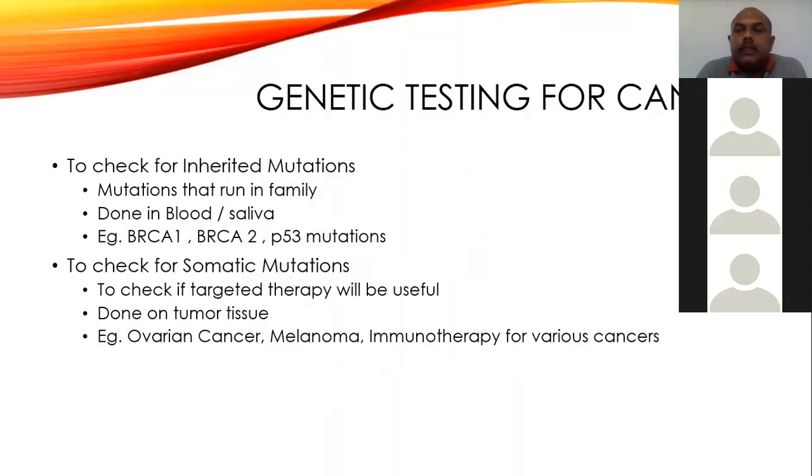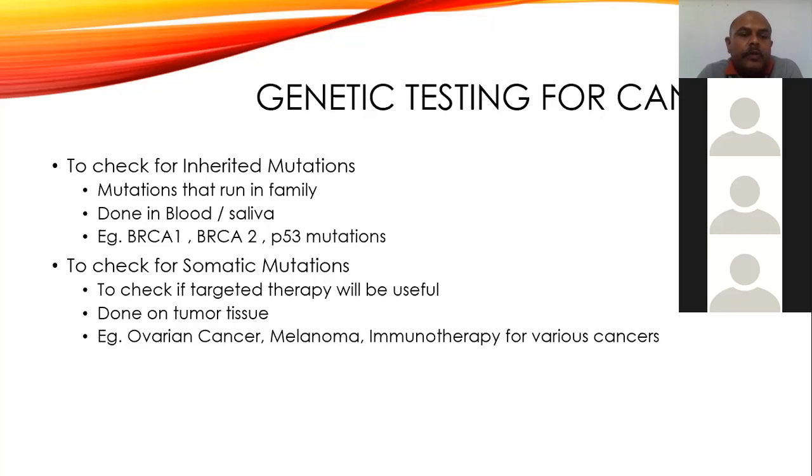Genetic testing is a recent advance in the past 10 years which has come up in cancer. There are two types of genetic testing. One is checking for inherited mutations. People who have cancer in the family want to check whether they have inherited the mutation from the parents, and whether they have a higher risk because of the mutation. That is called genetic testing for inherited mutation, like breast cancer BRCA1, BRCA2 or P53 mutation.